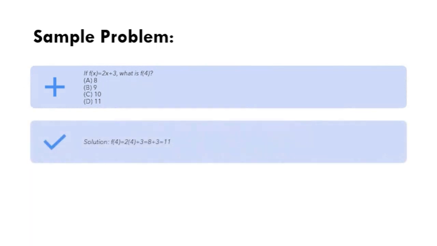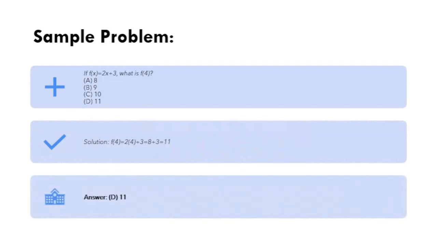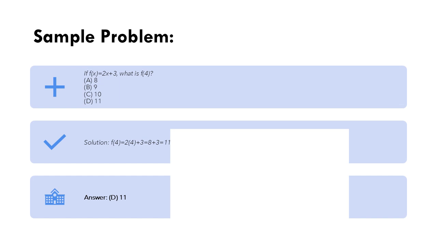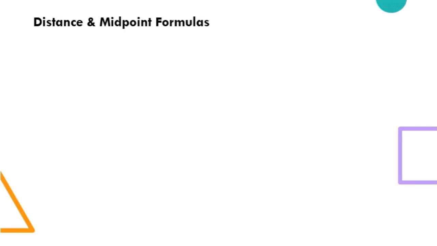Sample problem. If f(x) equals 2x plus 3, what is f(4)? A, 8. B, 9. C, 10. D, 11. Solution. Just plug in 4 for x. f(4) equals 2(4) plus 3, which is equal to 8 plus 3, which is equal to 11. Answer. D, 11. Ever wonder how far apart 2 points are on a coordinate plane?